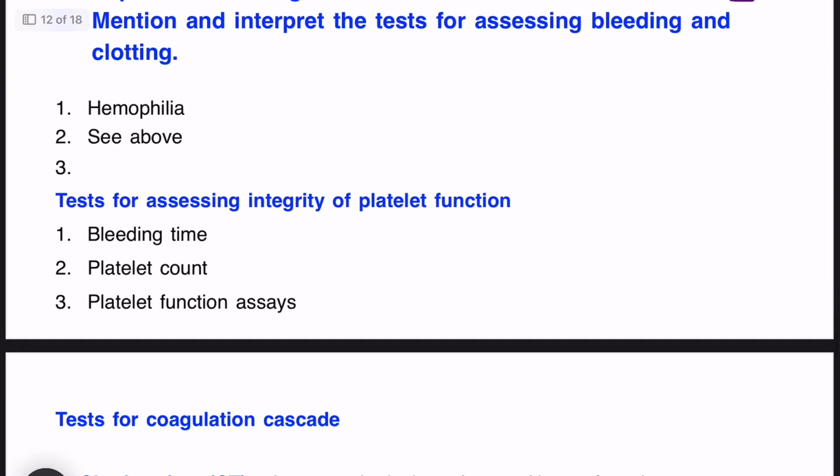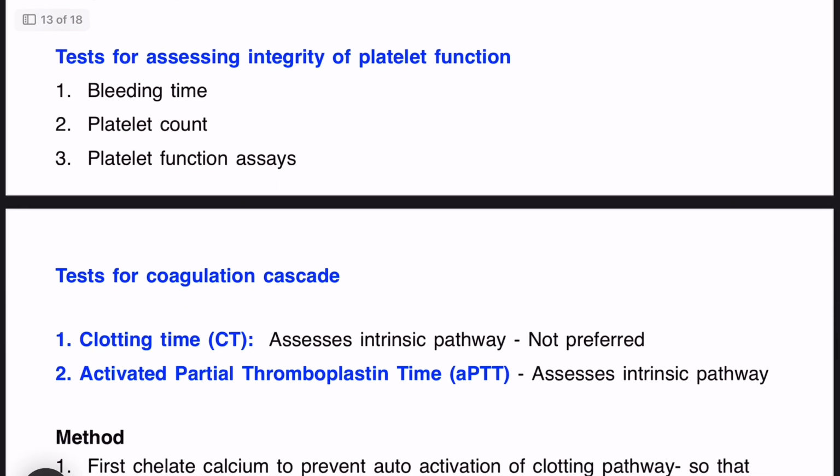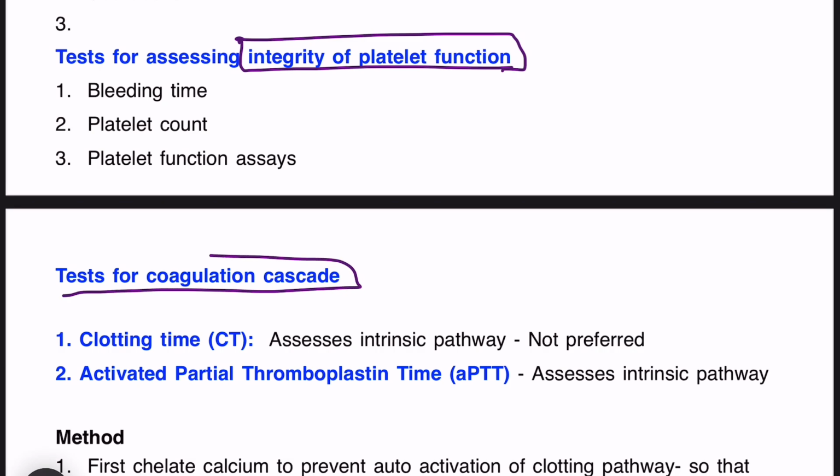Mention and interpret the tests for assessing bleeding and clotting. What are the tests? Tests for assessing integrity of platelet function. That is, if platelet function is abnormal, we have a bleeding disorder, right? So, tests for assessing integrity of platelet function and tests for assessing clot formation. So, we have tests for both of these.